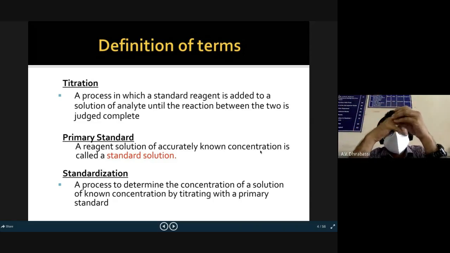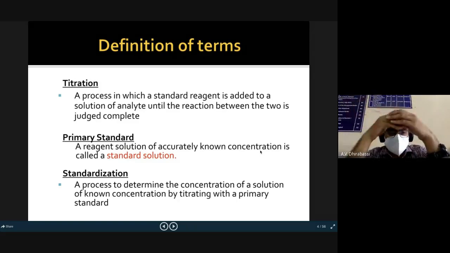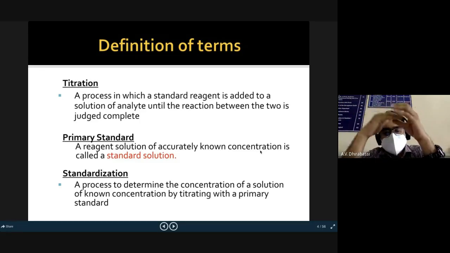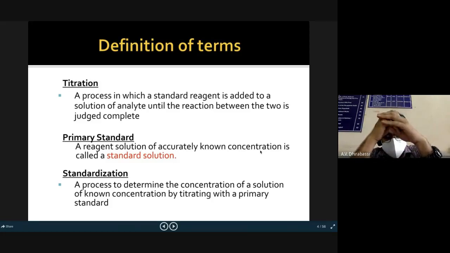Okay, primary standard. A reagent solution of accurately known concentration is called a standard solution. Standard solution means the particular solution we are using as a standard, with a known concentration, so that we can find out the concentration of another sample, the analyte. That solution is the standard solution. What is standardization? A process to determine the concentration of a solution by titrating with a primary standard.